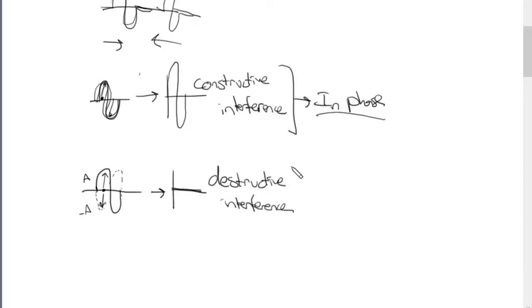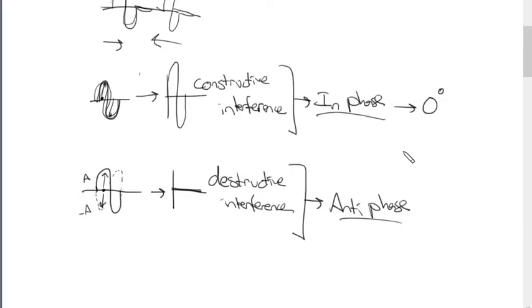This is called destructive interference. Can anyone tell me, should they be in phase? Should they be in phase for destructive interference? Yeah? Wrong. They have to be anti-phase. Okay? They have to be anti-phase. So in phase, it means the phase difference is how much? 0 degrees.